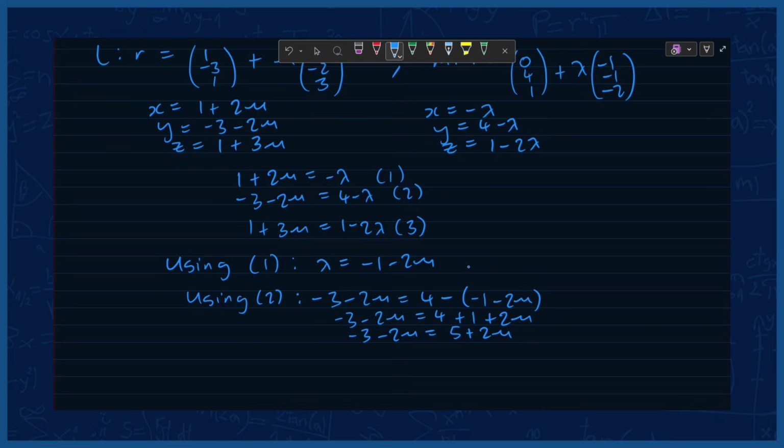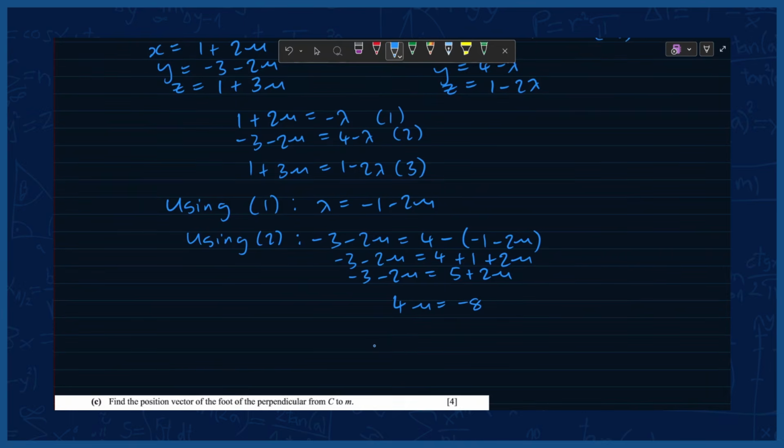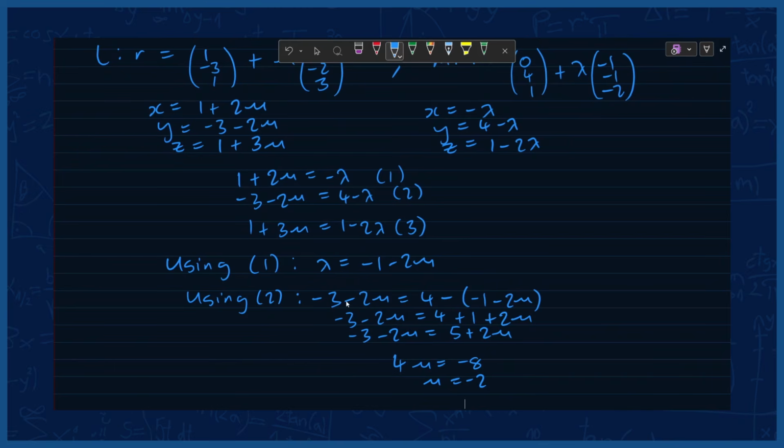If I move the -2 mu to that side, it adds to the 2 mu, and you've got 4 mu. Then I've got -3 minus 5, so I've got -8. Divide both sides by 4, and you get that mu is -2. Now I know at my point of intersection, mu is -2, so I can simply substitute into this and get my x, my y, and my z.